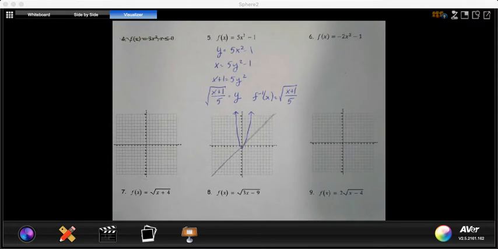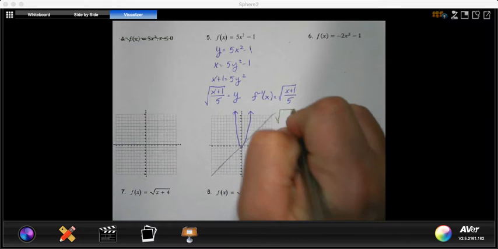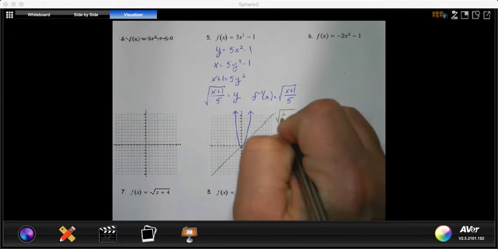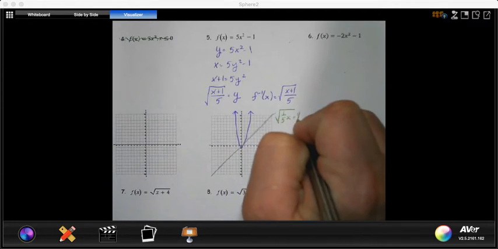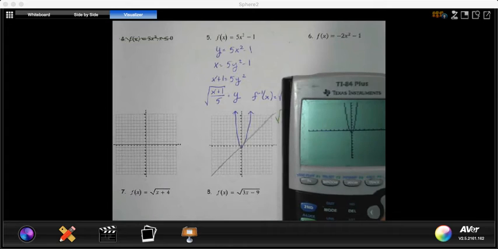And now let's graph the inverse. We might want to rewrite it so that it can be a little bit easier. This is going to be root 1/5 x plus 1/5. If you know your decimals, 1/5 is 0.2. So y equals the square root of 0.2x plus 0.2. All under the square root, graph.